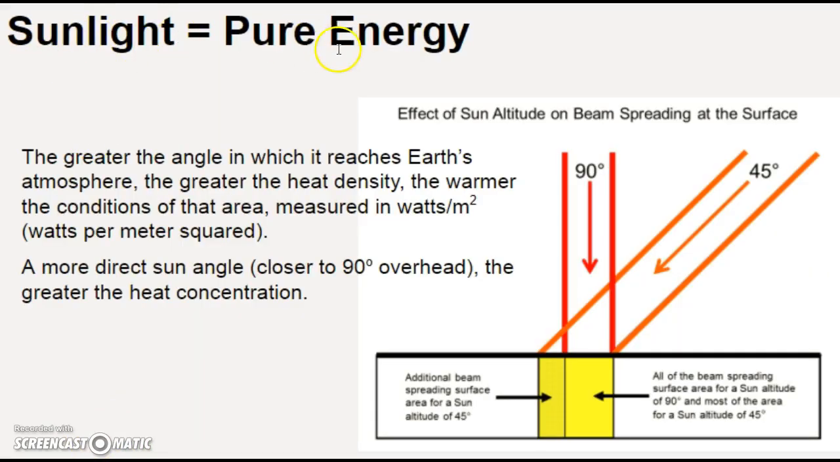So think about sunlight as being pure energy. The greater the angle that reaches Earth's atmosphere, the greater the heat density, the warmer the conditions of that area, that we're going to measure in watts per meter squared. A greater direct angle is going to spread out that heat energy over a smaller area. And at some angle, that same amount of heat energy is going to be spread out over a greater area. With a more direct sun angle, closer to 90 overhead, there is greater heat concentration. Areas where the sun is directly overhead are simply going to be hotter, and areas where it's more spread out are simply going to be cooler.